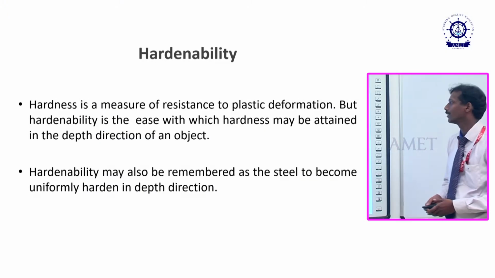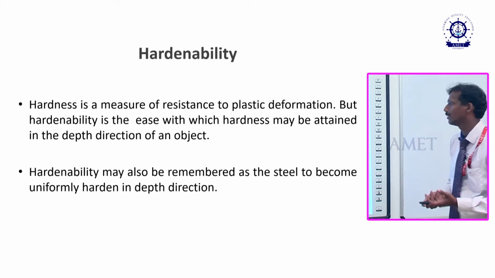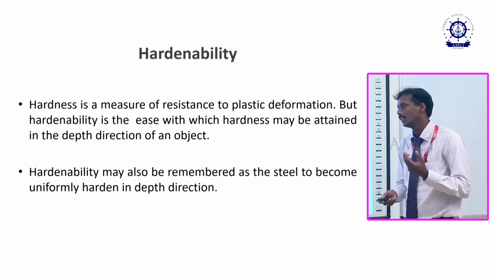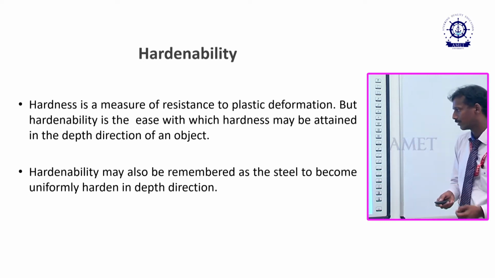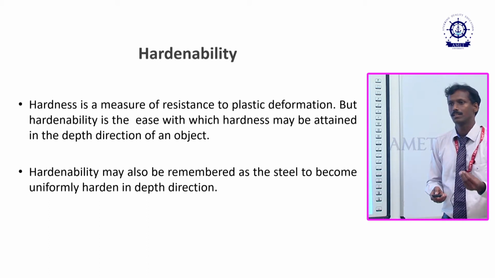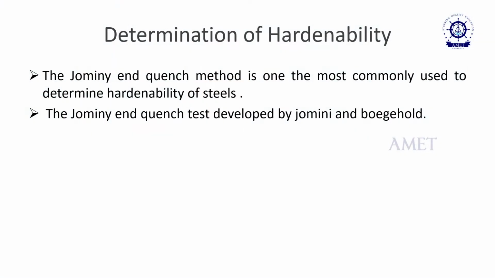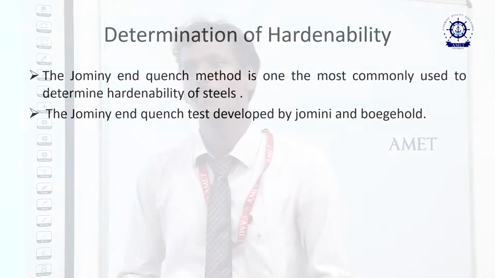So, hardness is a measure of resistance to plastic deformation, but hardenability is hardness attained in the depth direction of the object. It is also a measure of the uniformity of hardness. For determining hardenability, we generally have two methods: the Grossman method and the Jominy end quench test method. The Jominy end quench test is the most commonly used for hardenability in material science.